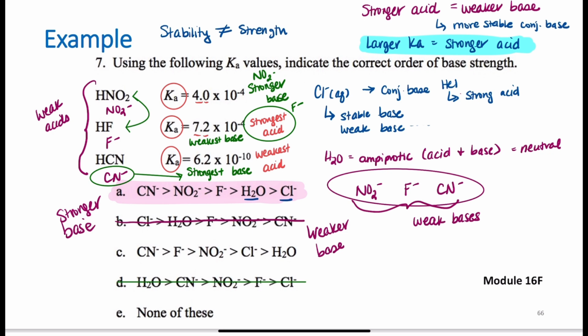But why water, then chloride? Again, water's neutral. We know it undergoes autoionization, acts as an acid or a base, but it's coming from a neutral perspective. Chloride is coming from such a strong acid that it's never picking that proton back up. It doesn't want it. Water will do it, 1 in 10,000. So the water is still a stronger base than the chloride because chloride came from such a strong acid that its conjugate base is so stable that it's not going to do anything. It's not going to pick that proton back up.